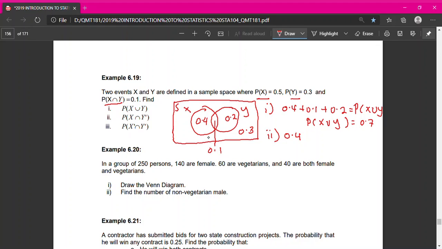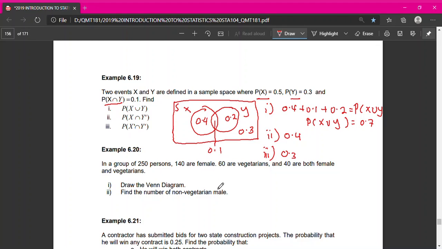Okay, yang ketiga. X complement selain daripada X. Ni selain daripada X ni semua ni. Intersect dengan selain daripada Y. Ni selain daripada Y. Tadi selain daripada X semua ni. Selain daripada Y semua ni. Intersect. So it will be 0.3 yang berada di luar ni saja. Okay. So you kena imagine that.